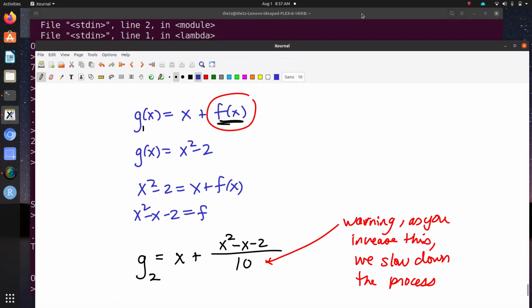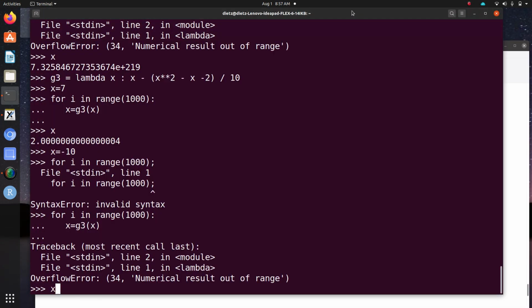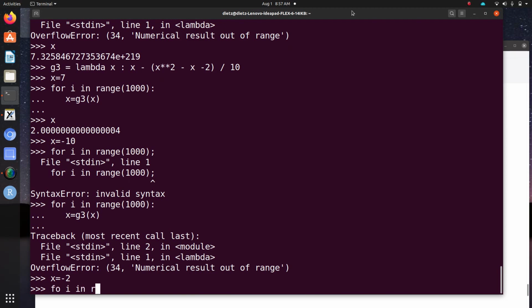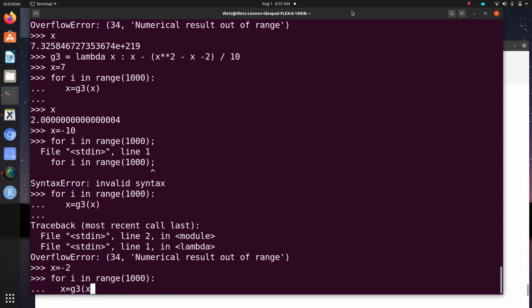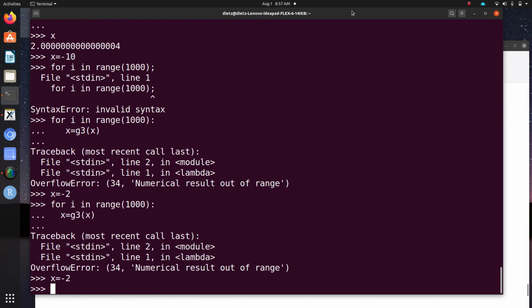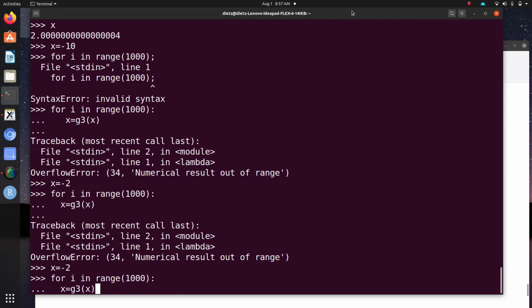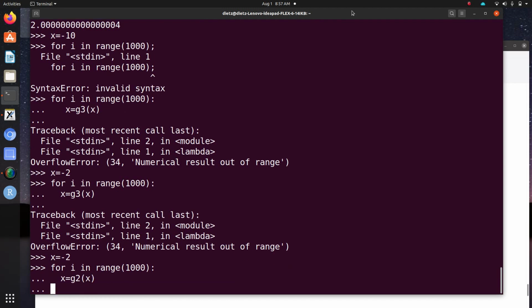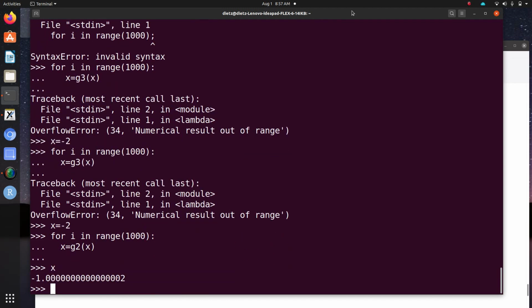I have created G3, which allows me to find 2 as a root in some situations. But let me try this again. Let's try x is equal to, let's see, just -2. For i in range 1,000: x equals G3 of x, still overflow. All right. However, what if we go back to our other function, instead use G2, and in this case we do get the -1.